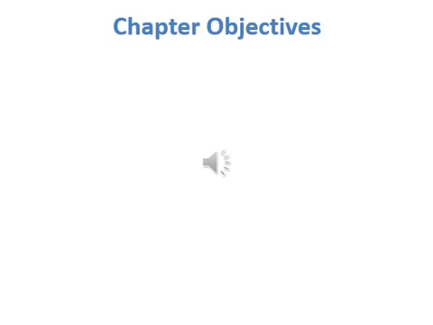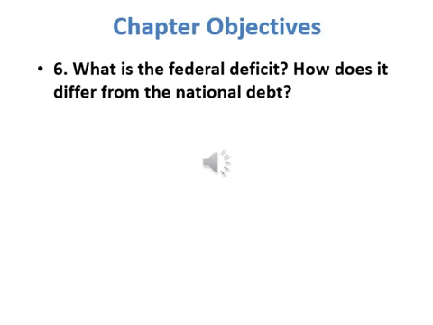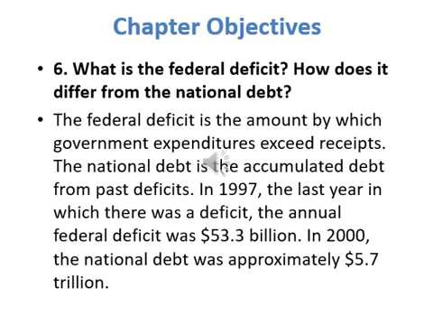Six. What is the federal deficit? How does it differ from the national debt? The federal deficit is the amount by which government expenditures exceed receipts. The national debt is the accumulated debt from past deficits. In 1997, the last year in which there was a deficit, the annual federal deficit was $53.3 billion. In 2000, the national debt was approximately $5.7 trillion.